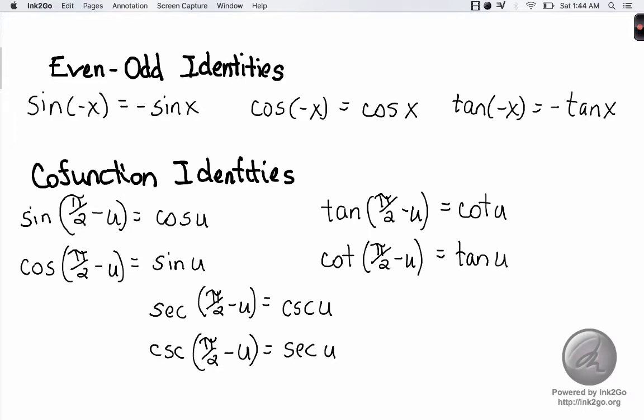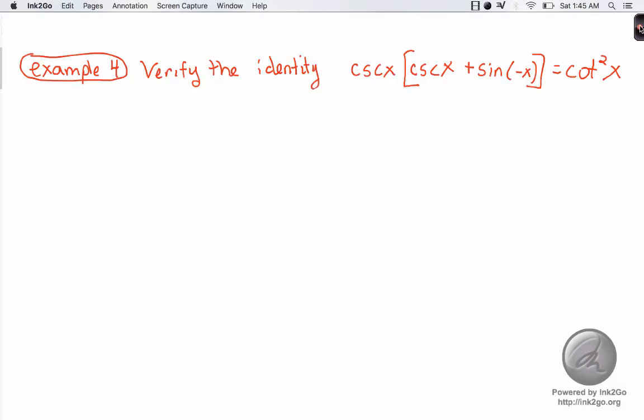Finally, let's look at some cofunction identities. This just simply states that sine and cosine are cofunction identities, just like tangent and cotangent and secant and cosecant. So sine of pi over 2 minus u is equal to cosine of u. And its opposite is true. So if I take cosine of pi over 2 minus u, that's equal to sine of u. And the same thing is true for all other cofunction trig identities, such as tangent and cotangent and secant and cosecant.